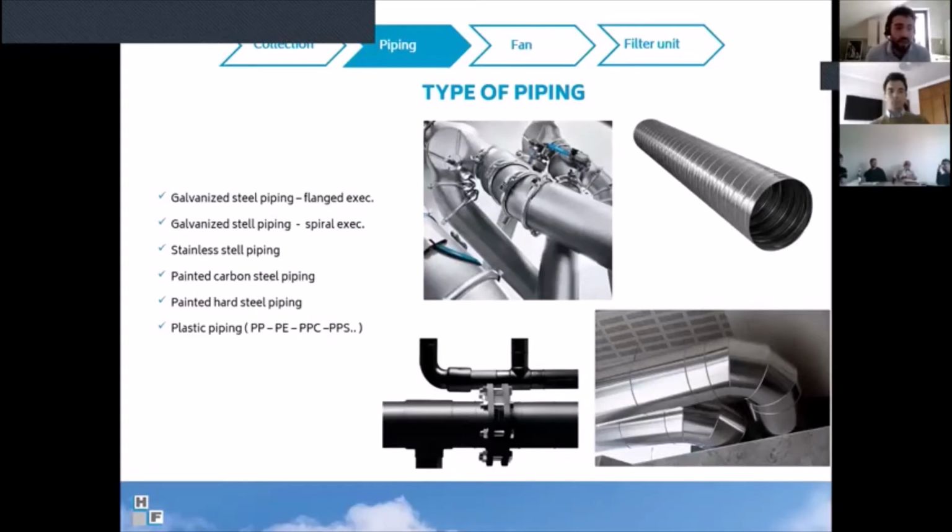We use stainless steel piping or plastic piping when the pollutants are acid, for example, or the VOC is corrosive on carbon steel. Instead, we use painted carbon steel piping or painted hard steel piping when the material is very abrasive and we need to reduce the risk of damage to the piping.